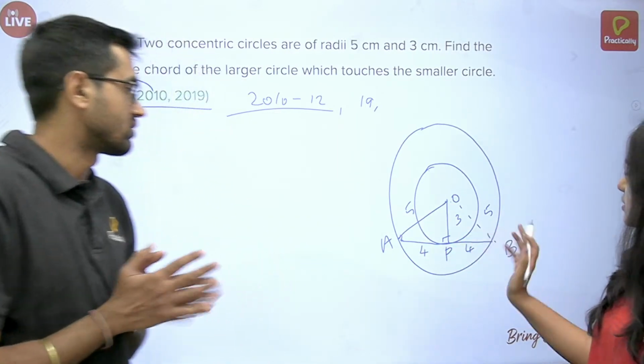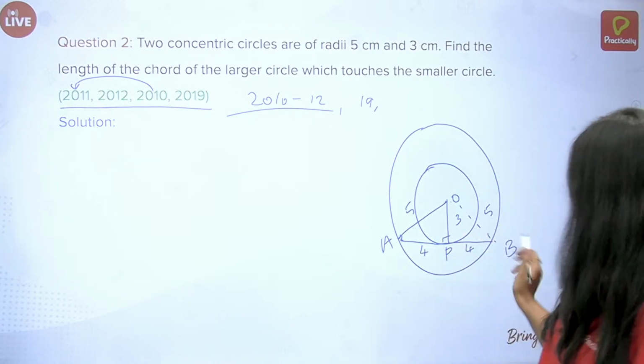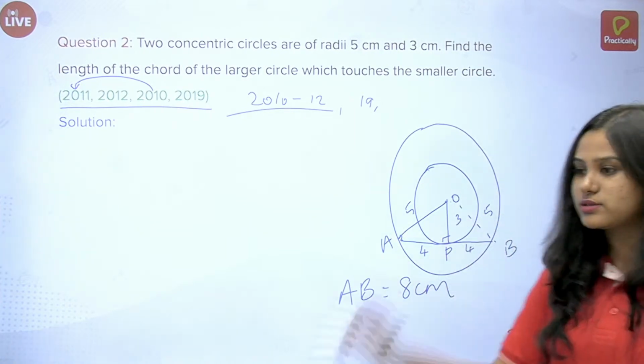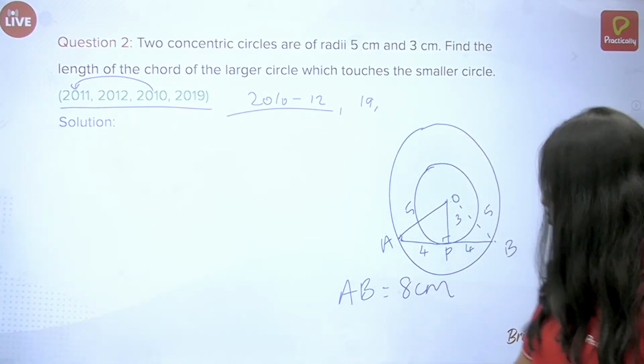And then you can solve. And don't leave the answer here. Total chord length. Correct. So 4 plus 4, that is 8 centimeters. Right. Alright. Let us go to the next one.